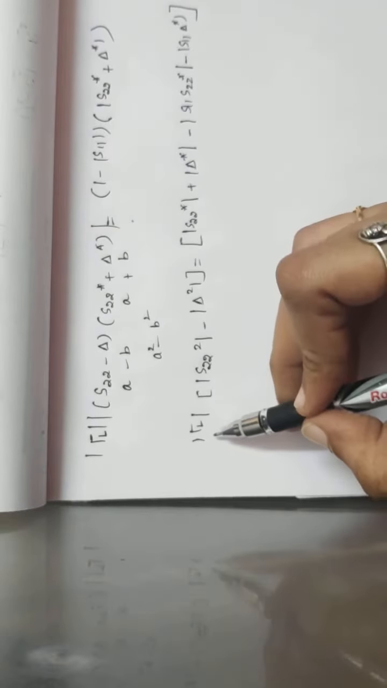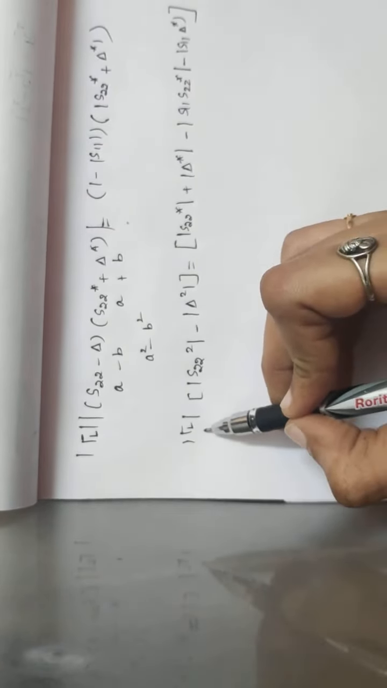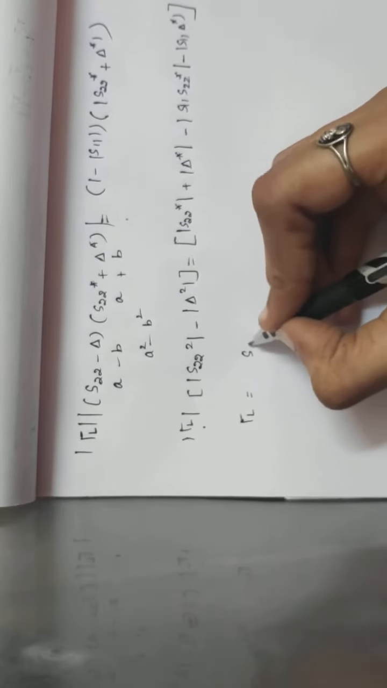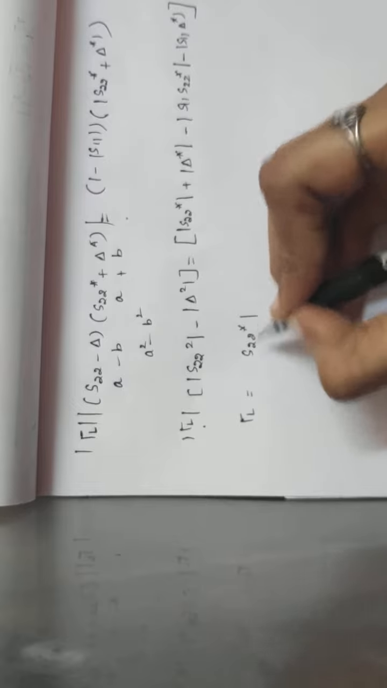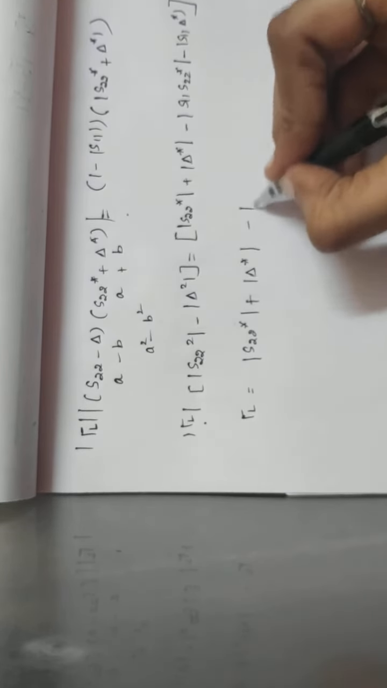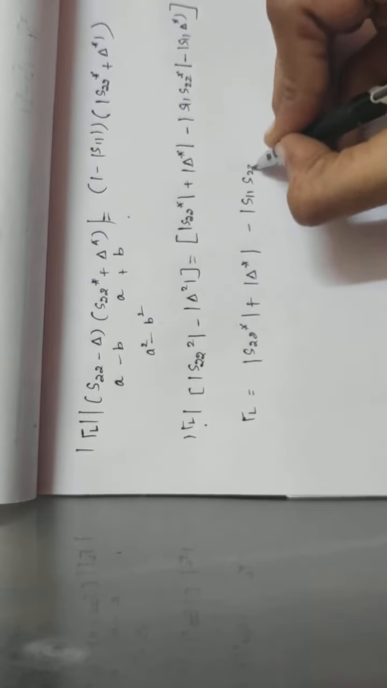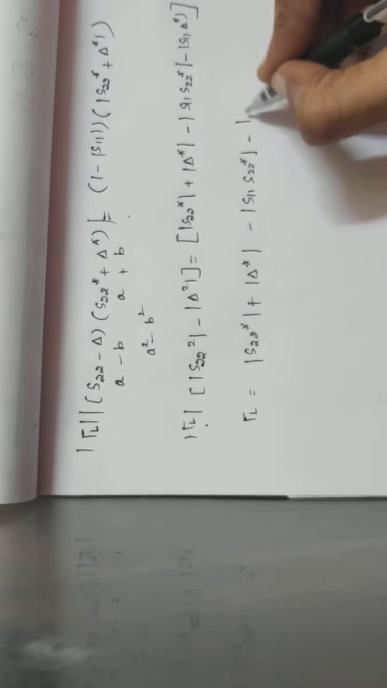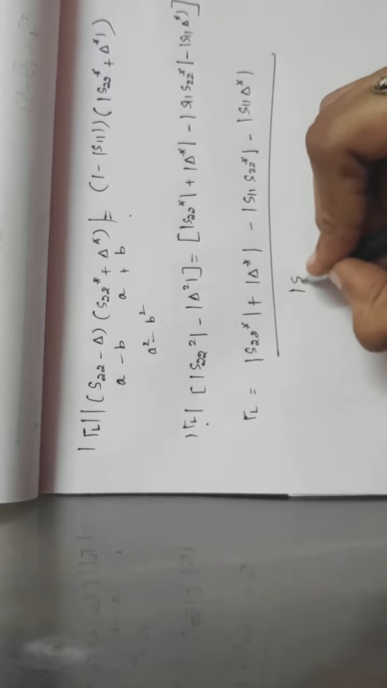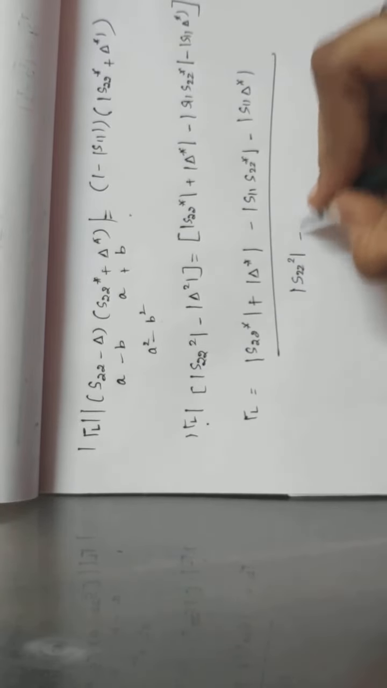This is the equation we have. Now our aim is to find what is tau L. So we have tau L here, bring all the other terms to the right hand side. So tau L is equal to S22 conjugate plus mod of del conjugate minus S11 S22 star minus S11 del star divided by mod of S22 square minus del square.